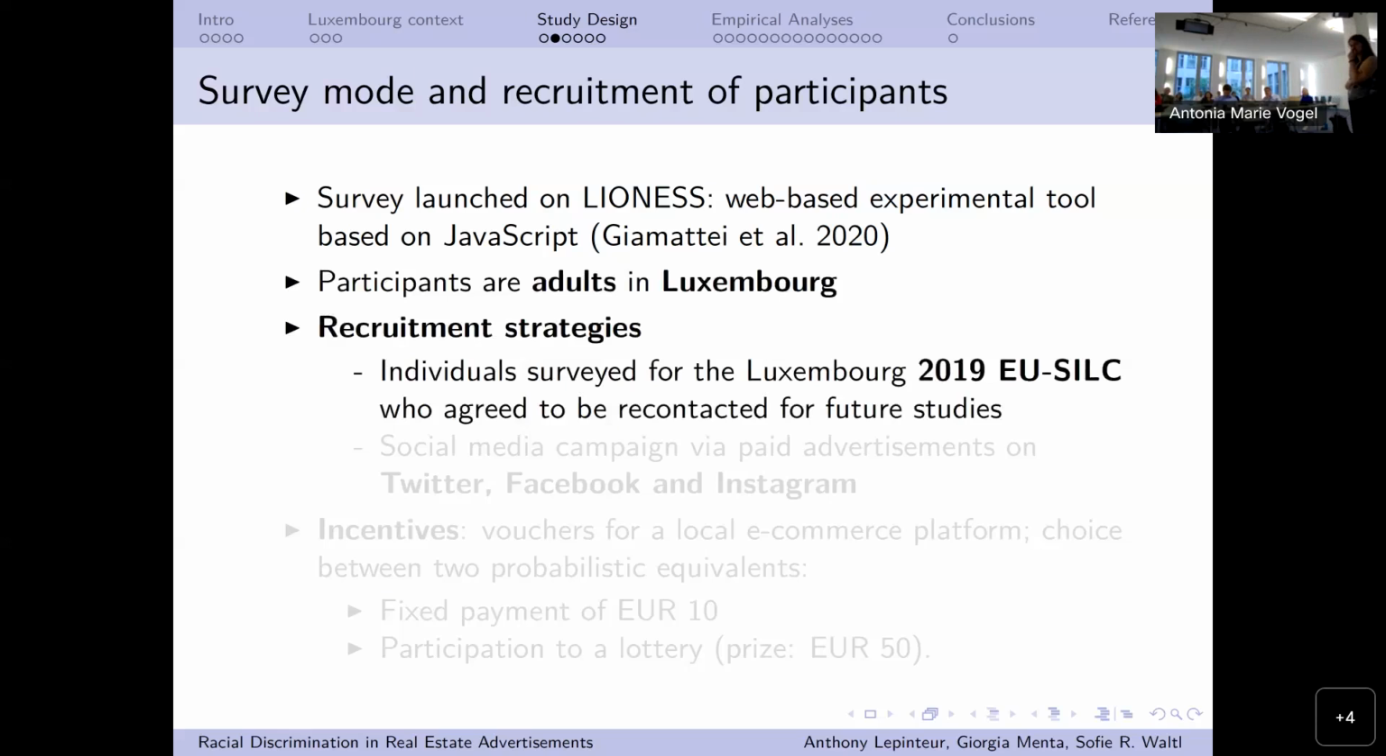So the first one was based on a nice opportunity. In 2019, the EU-SILC survey had an extra question: are you happy that you would be invited for future experiments or surveys? And you would always get some compensation, so not for free. If you agree to signing up, then you would get some compensation. If yes, please state your email address.